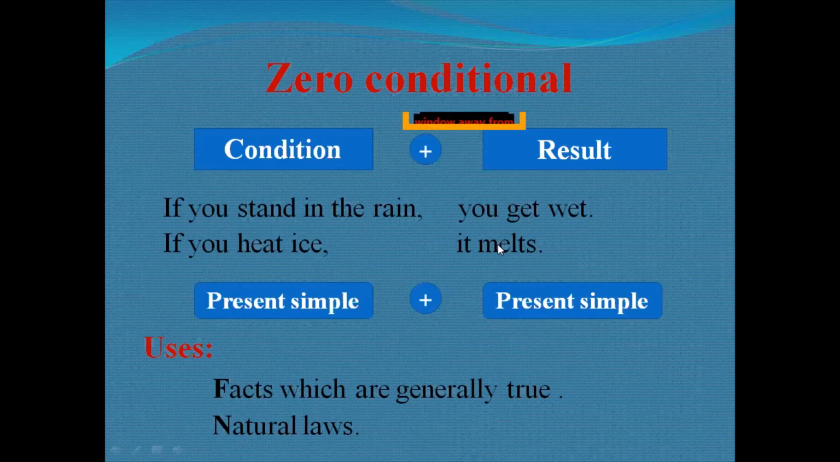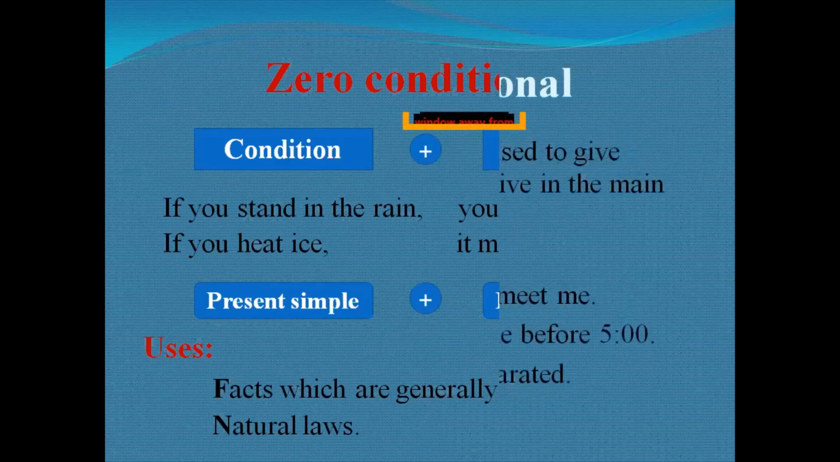When do we use such conditional sentences? When we have to express facts which are generally true and natural laws. Whenever we are 100% sure about the situation, that this condition is going to happen, we use zero conditional, and zero conditional is identified by the structure. When both the clauses are expressed in simple present, it is zero conditional.